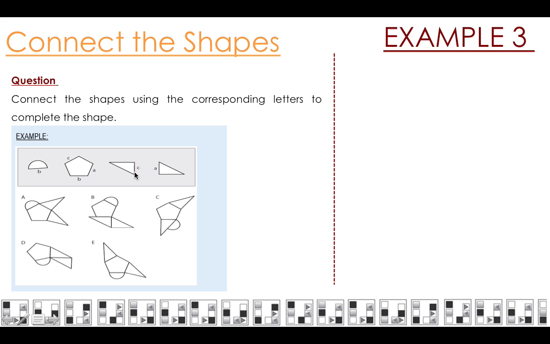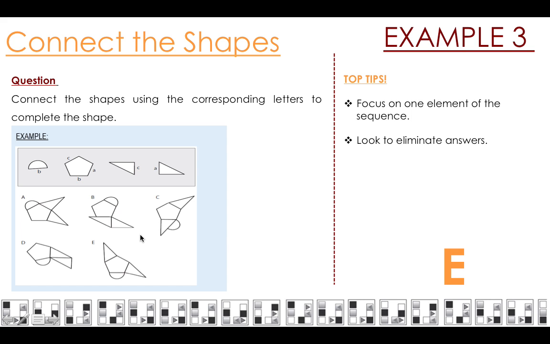So you know that this triangle here needs to be connected to the top left side of the pentagon. So if you go from D, you know it's not D now because that triangle there should be where this side is. So therefore we can rule that out, so you know that the correct answer is E. So by eliminating the answers and focusing on one element of the sequence, you have quickly speeded up the process of finding out the correct answer. Okay, so let's move on to the next sample question.